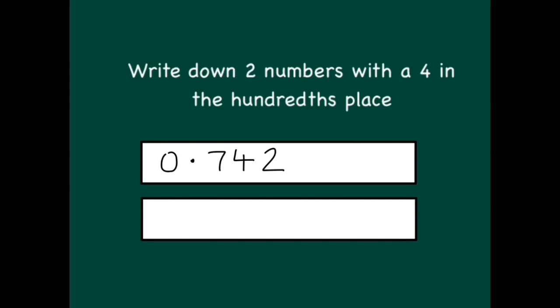My second number, I'm going to put a 0 in the units place. Make sure I remember my decimal point. I'm going to put an 8 in the tenths place and a 4 in the hundredths place. But this time I'm not going to put a number in the thousandths place, and I've still answered the question. I wonder what numbers you came up with.